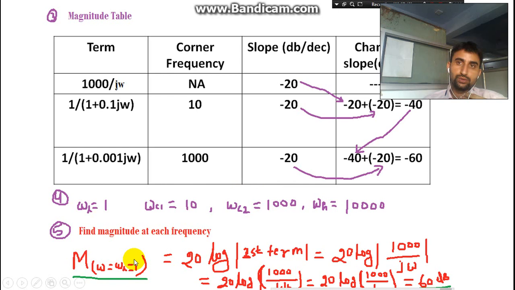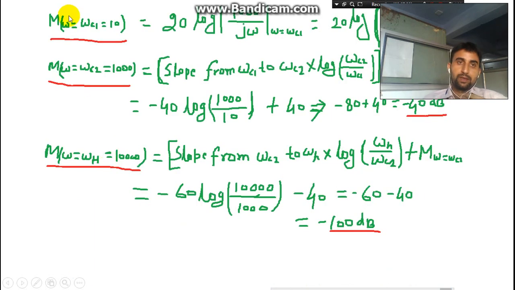We have only two formulas to find the magnitude. The first one is 20 log of the first term, which is for the first two terms. From the third onwards, we have the formula: slope from omega c1 to omega c2 times log omega c2 by omega c1, plus the magnitude at the previous value.